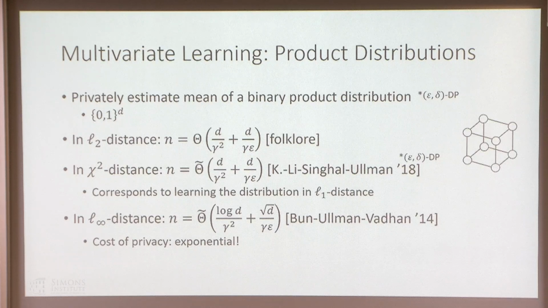This is chi-squared distance on the vectors of means, not the distribution? Correct. So this is estimating the mean of the distribution in chi-squared distance, which corresponds to learning the distribution itself in L1. Otherwise, it'd be like, why are we looking at this? But this is the one that seems to characterize it. The last one is for epsilon delta, or? Yes. Yes. Sorry, yeah, that should have been.